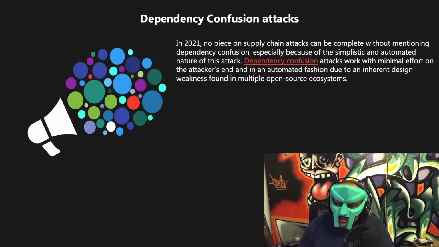Next, we have dependency confusion attacks. In 2021, no piece on supply chain attacks can be complete without mentioning dependency confusion, especially because of the simplistic and automated nature of this attack. Dependency confusion attacks work with minimal effort on the attacker's end and in an automated fashion due to inherent design weaknesses found in multiple open source ecosystems.